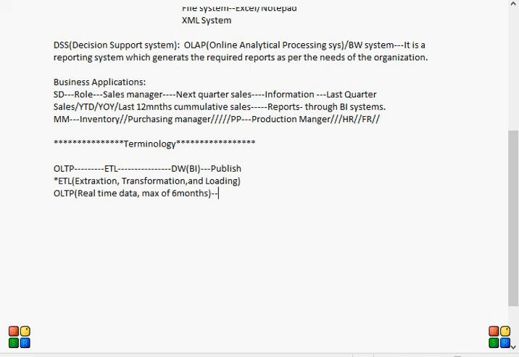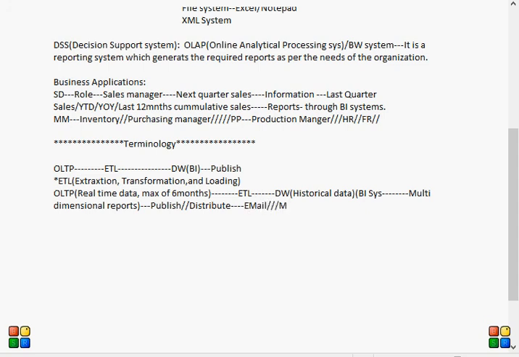Through ETL, we move the data into our warehouse, which holds the historical data. That is nothing but our BW system. In our BI systems, we provide the multi-dimensional reports. Once the multi-dimensional reports are ready, we publish or distribute them in different mediums, like through an email, through a text on a cell phone, or by printing it.